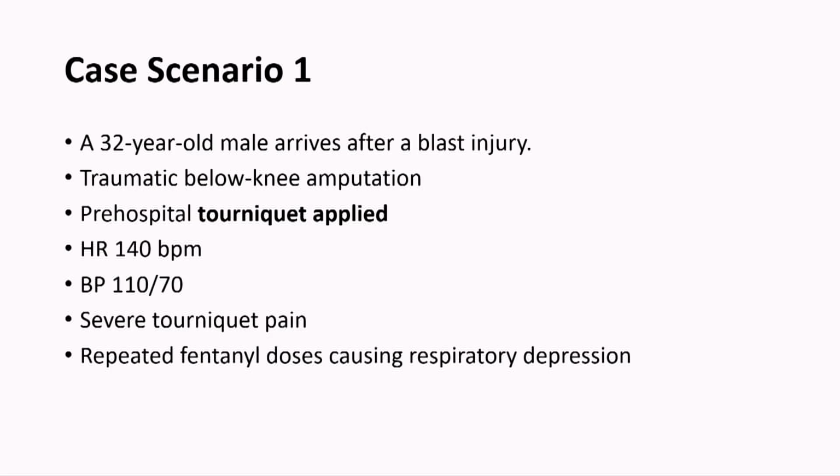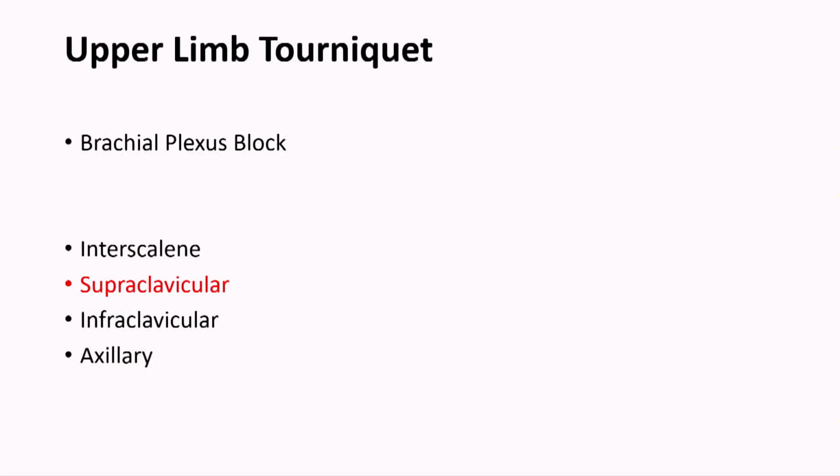So imagine this scenario. Below knee amputation, a tourniquet is applied, severe tourniquet pain. You give initial doses of fentanyl, but still the pain is not controlling. You are worried that repeated doses of fentanyl can cause hypotension or respiratory depression. Okay. So if there is an upper limb tourniquet, how many of you attended the nerve block workshop? Yeah. If there is an upper limb tourniquet, what is the best nerve block that we can use?